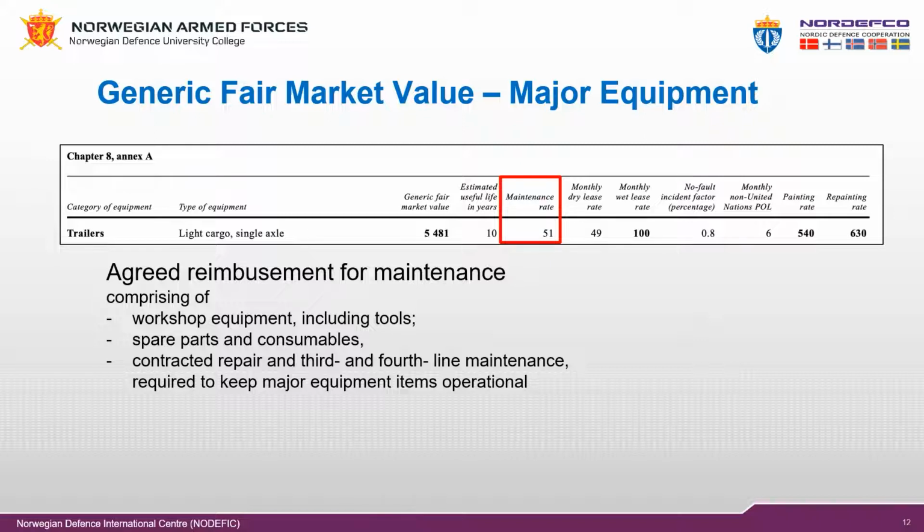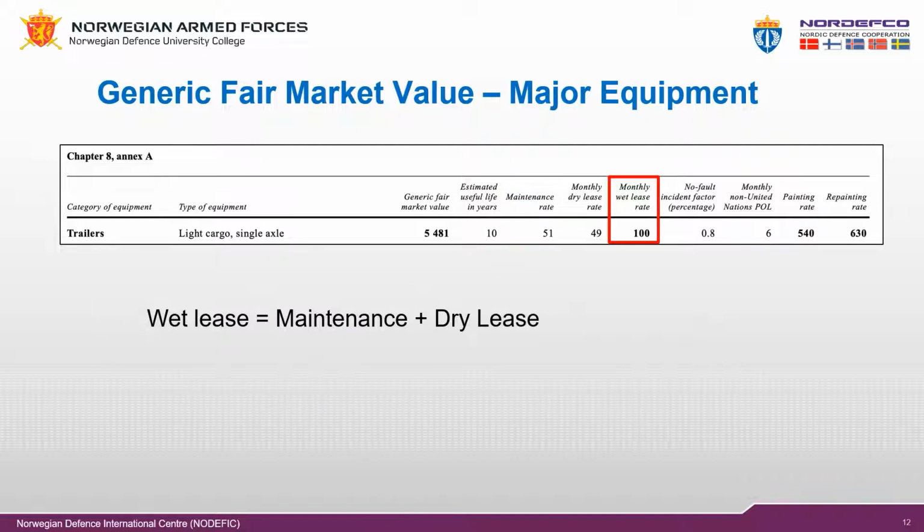The cost of labor for first and second line maintenance is not included, as these are a part of the normal tasks of military or police personnel responsible for maintaining equipment and reimbursed under either troop or police costs. Wet lease, no changes here. Wet lease is maintenance plus dry lease.